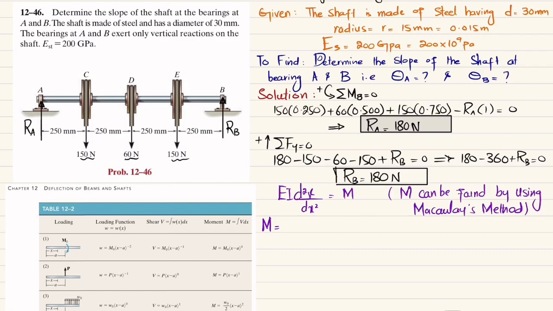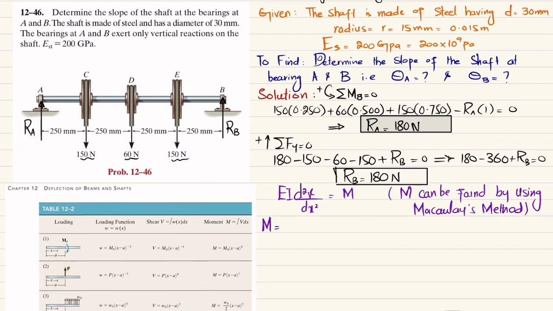Now you can see all the loadings are point loads at A, C, D, and E, and there is a table shown for the point load, serial number 2. For a point load, the moment function is defined by this equation, and this P is upward, so it will be positive, acting at a distance of a, and x starts from this distance. So we'll start with RA, where a is equal to 0, and x starts from this point.